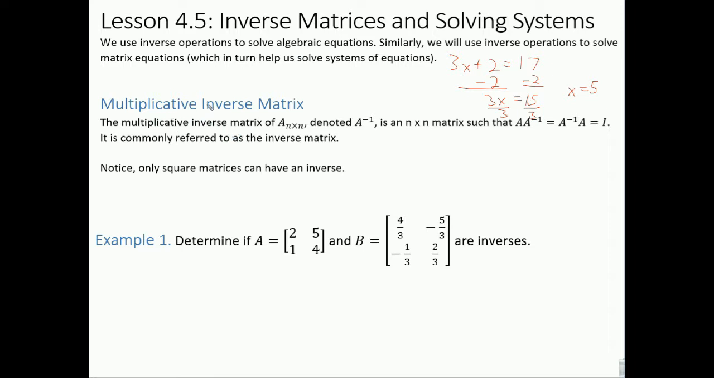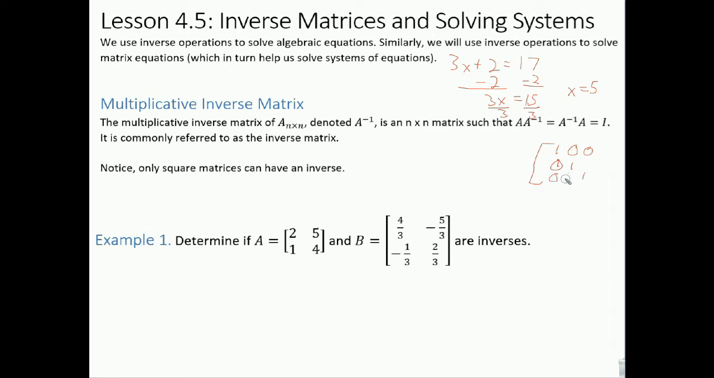So here we're going to look at the multiplicative inverse matrix. The multiplicative inverse matrix of an n by n matrix, so it has to be a square matrix, is denoted by A with a little -1 superscript, and is an n by n matrix such that matrix A multiplied by its inverse is equal to the identity. Now we remember the identity is a square matrix that has ones in the main diagonal.